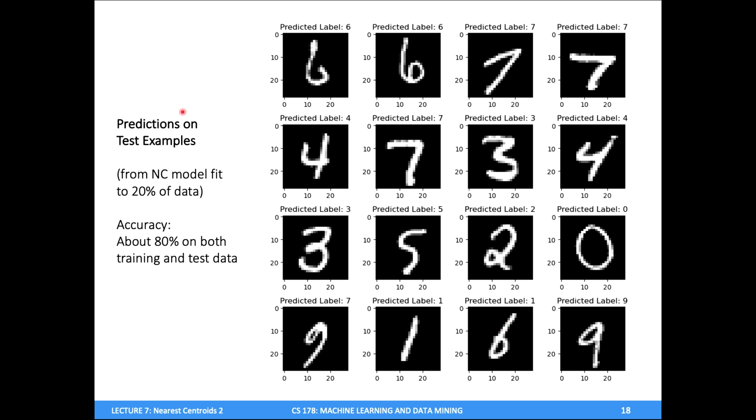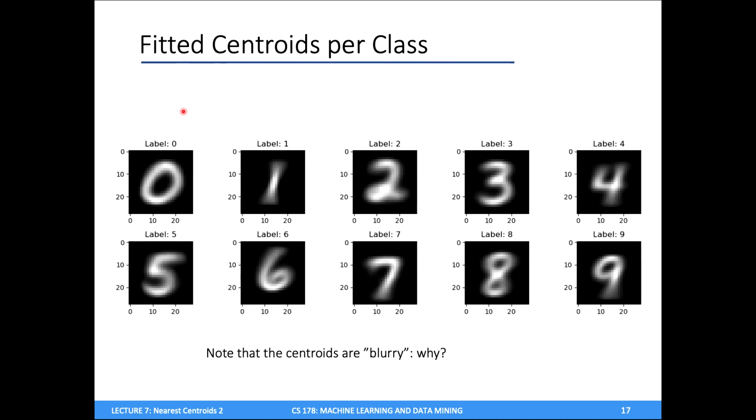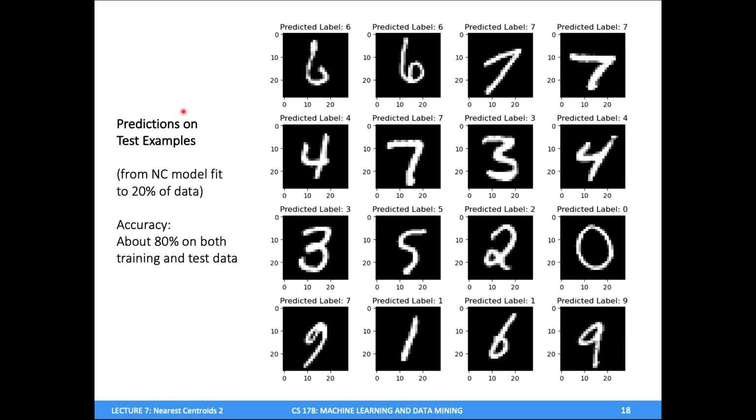And so in homework 1, you'll be working with the nearest centroid classifier on the MNIST dataset, and you'll actually be reproducing this figure I have on the slide. So, any questions on this dataset?